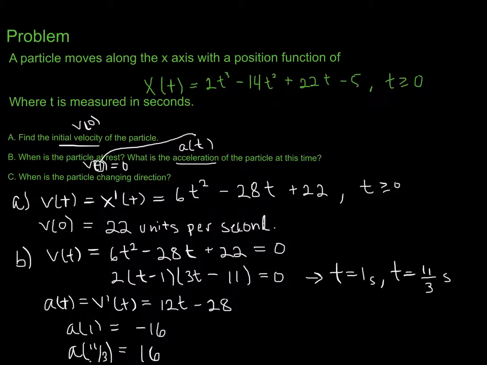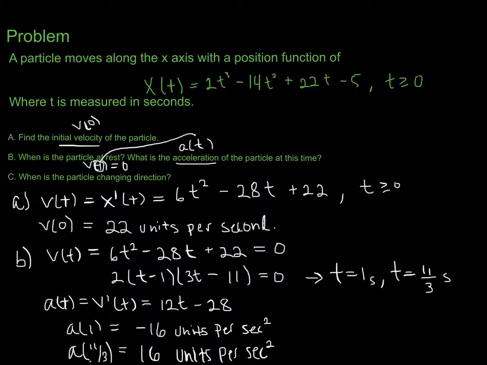All right, so finding the acceleration at each of these times, I get that at time 1, the particle is accelerating at -16. Now, the way that I write this is not in units per second, but units per second squared. And I write it like that. Units per second squared. That's how I write acceleration.